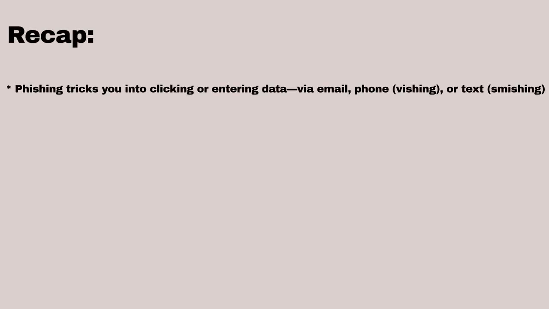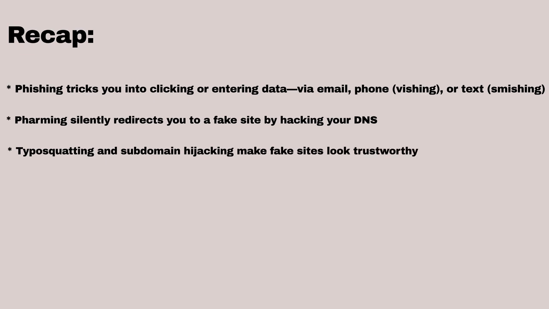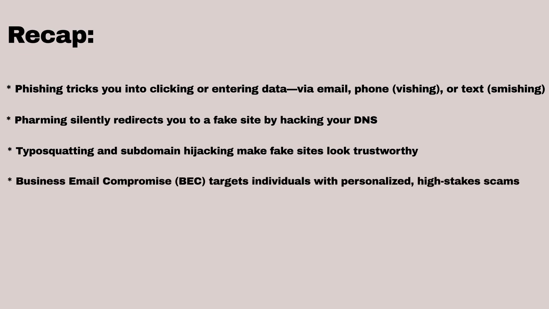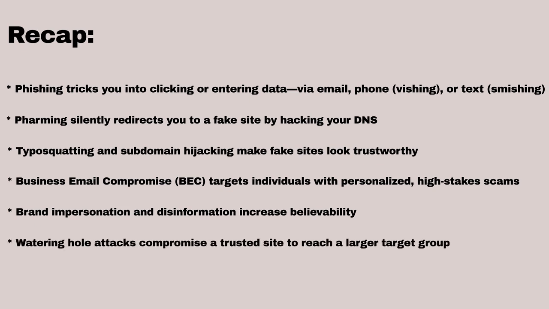Here's a recap. You learned that phishing means to trick you into clicking or entering data via email, phone, or text. You learned about pharming. This is where attackers silently redirect you to a fake site by hacking your DNS. You learned about typosquatting and subdomain hijacking. They're used to make fake sites look trustworthy. We learned about BEC, business email compromise. They target individuals with personalized, high-stakes scams. Then we also learned about brand impersonation and disinformation. These are used to increase believability. And watering hole attacks, which are used to compromise a trusted site to reach a larger target group. See you in the next one.